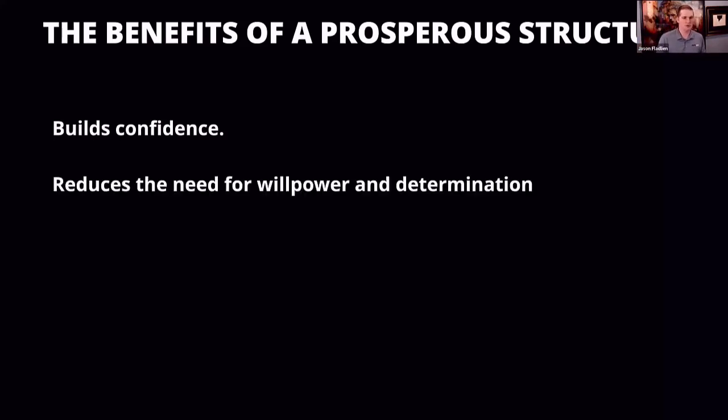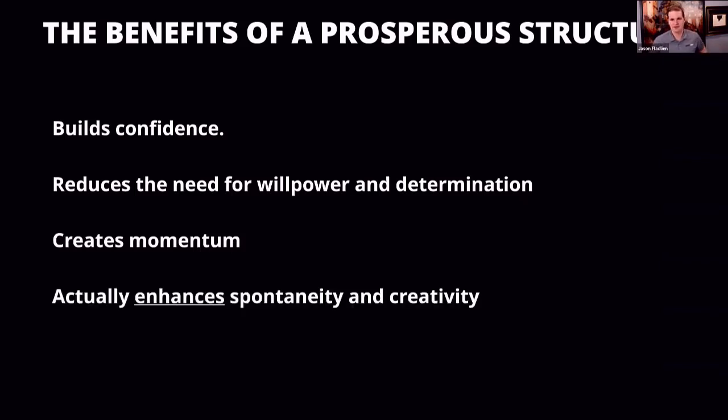It reduces the need for willpower and determination. Again, you don't have a lot of willpower to repeat the things in your day-to-day habits that you don't like. That's natural. It's automated. We want that type of automation to help us in more prosperous ways. Structure creates momentum. And believe it or not, this is another wonderful, juicy paradox of life. It enhances spontaneity and creativity. We need it in order to be creative. Lack of this is lack of creativity.